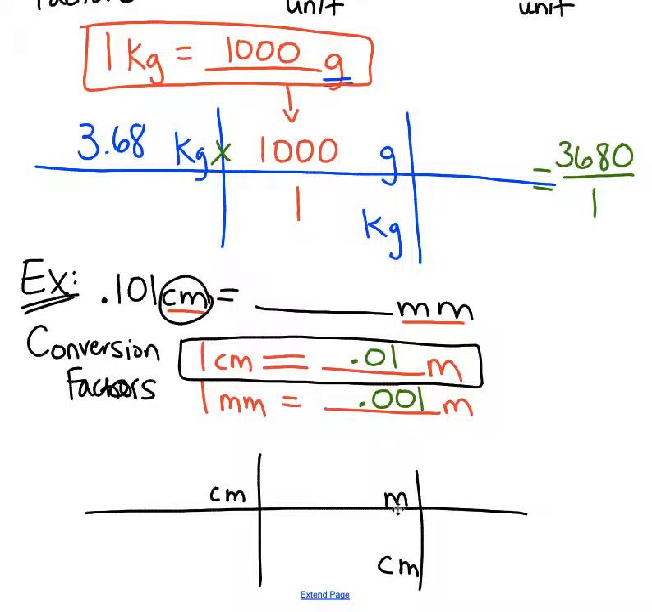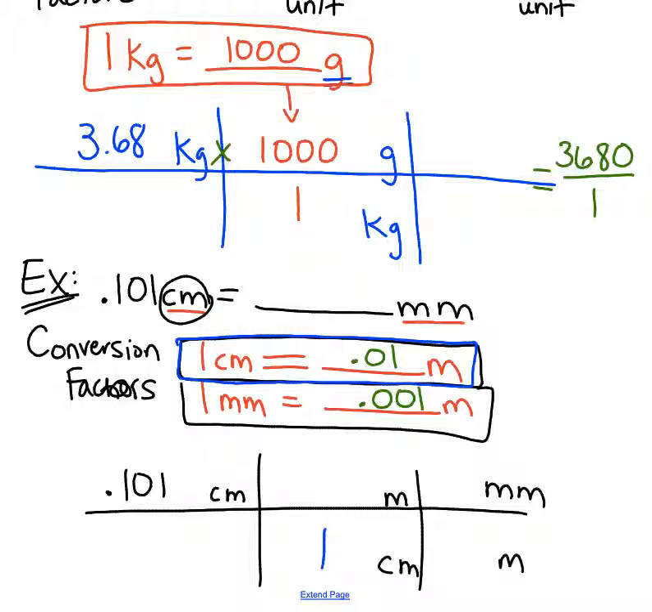Remember, whatever goes here, same unit diagonal. And above it is the unit I have a conversion for, or what I'm trying to get to, which is millimeters. I'm now going to plug in my given, 0.101 centimeters. I'm going to plug in my numbers. Notice in that blue box I have 1 centimeter, 0.01 meters. In the green box I have 1 millimeter, 0.001 meters.